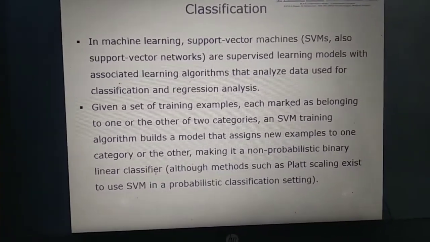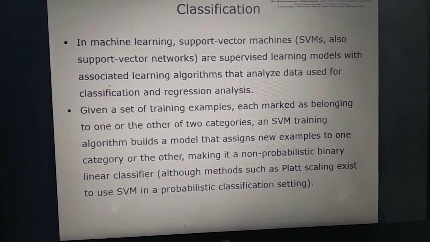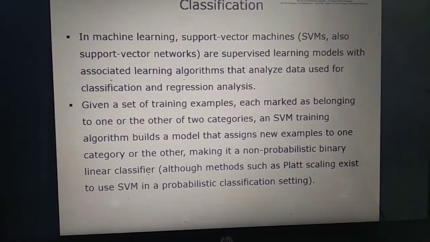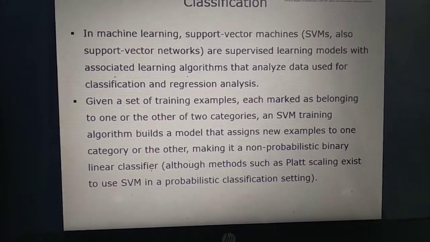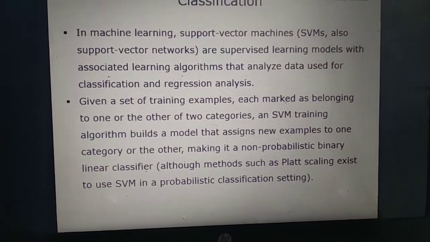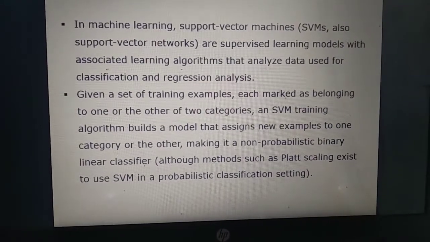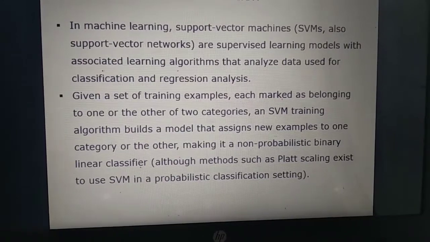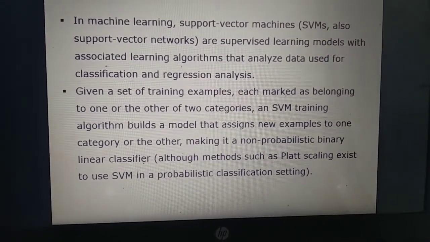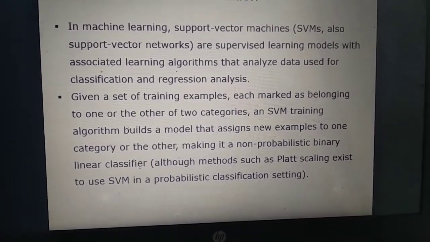Classification. In machine learning, support vector machines are supervised learning models with associated learning algorithms. It is used for classification and regression analysis. Given a set of training examples, each marked as belonging to one or the other of two categories, the SVM training algorithm builds a model that assigns new examples to one category or the other, making it a non-probabilistic binary linear classifier, unless used in a probabilistic classification setting.